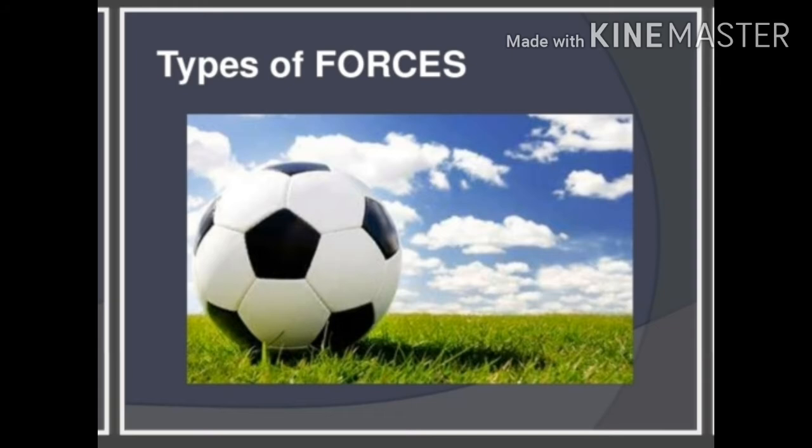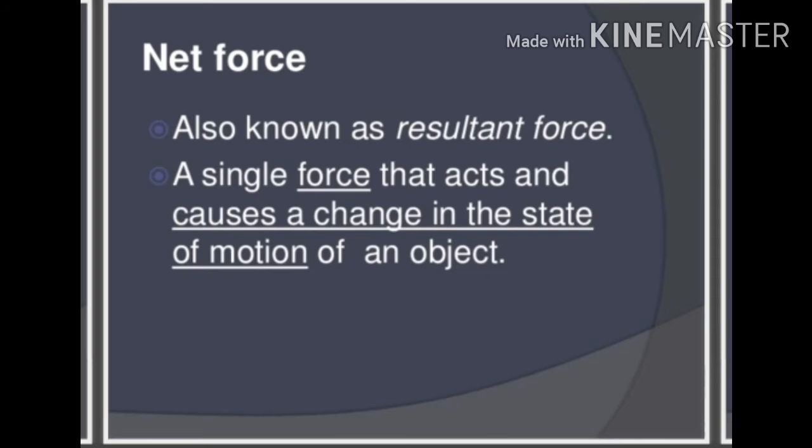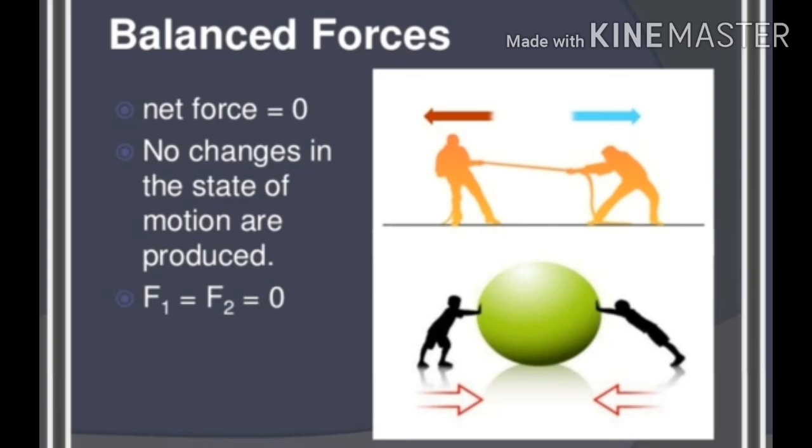Now we will study the types of forces. Net force. This is also known as resultant force. A single force that acts and causes a change in the state of motion of an object is called net force or resultant force. Balanced forces. When the net force acting on the object is zero and no change in the state of motion is produced, such forces are called balanced.